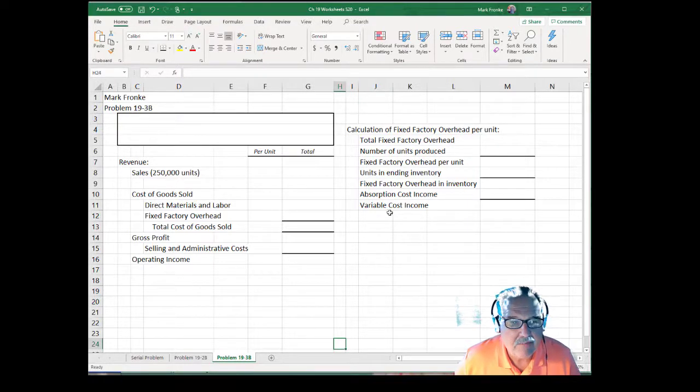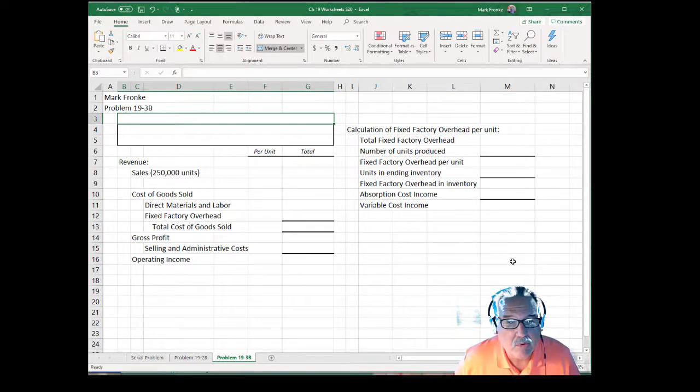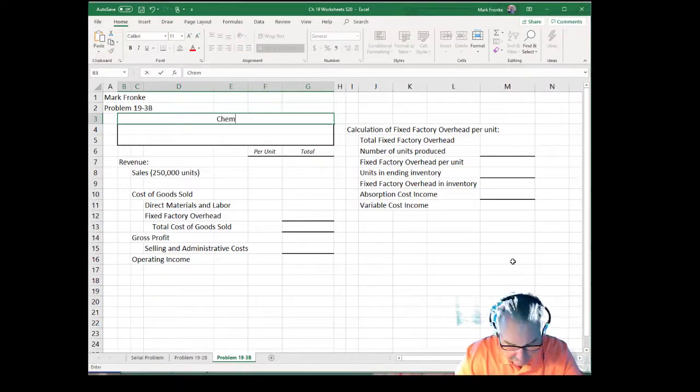But this is a misnomer, because all that's happening is we're putting more money into ending inventory, and therefore we have to store it, and it might be obsolete or whatever else. We also are going to have to pay the direct labor and the direct materials in order to manufacture it, so it's usually a bad idea.